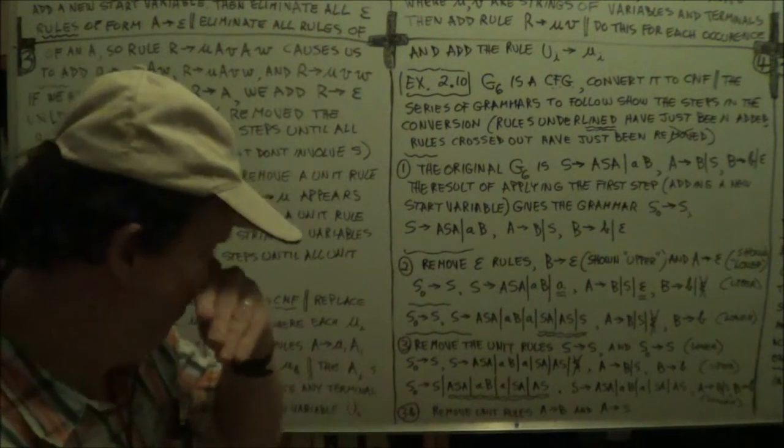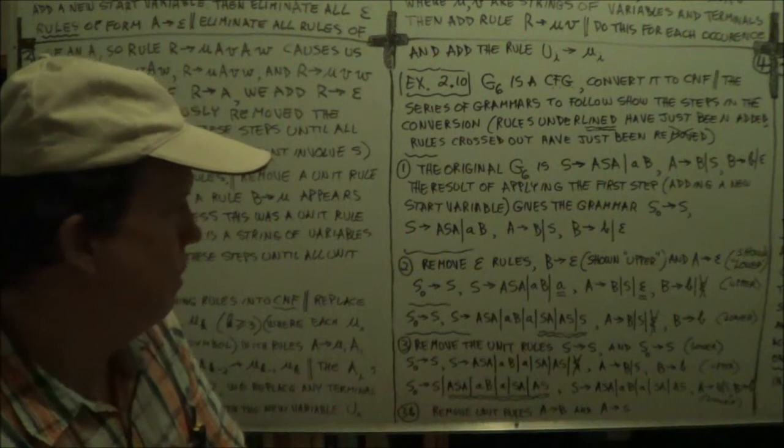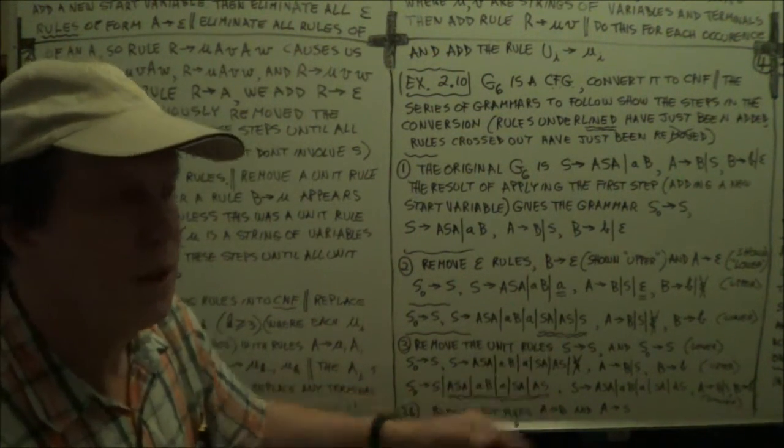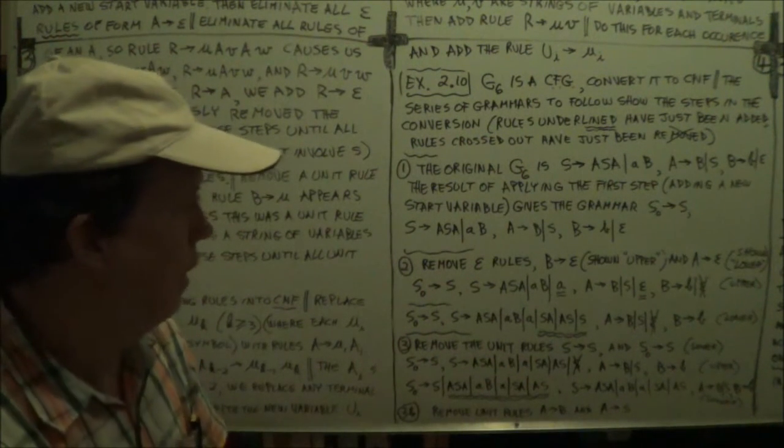All right, so let's, a bit of revision: when you throw out a unit rule, how do you correct for it? What rules do you add?